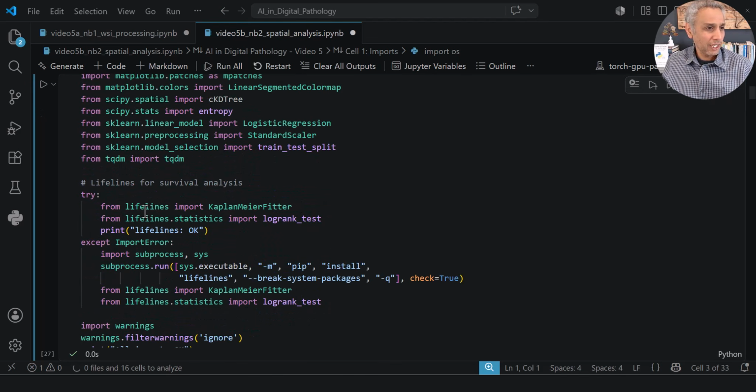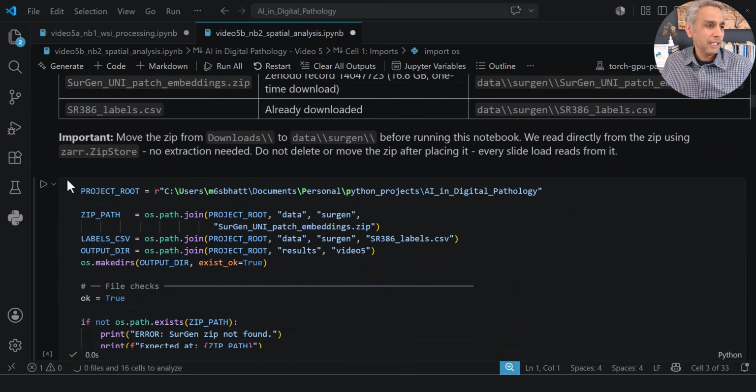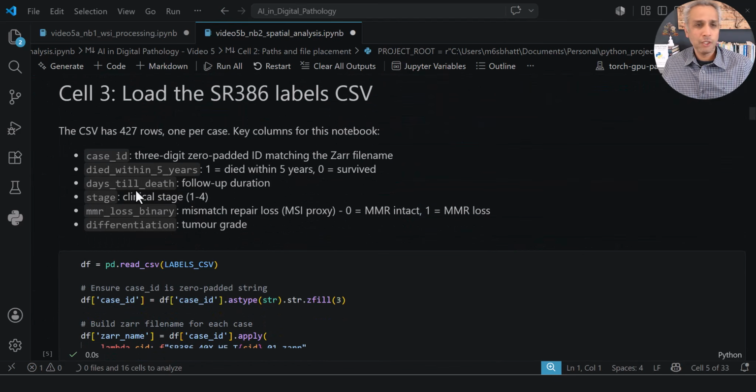And also the lifelines. This is needed if we want to do the KM fitter right there. We are going to skip this because we'll get there. We don't have the right information that we need to perform this. Again, I'll get to that later on. So all the imports are done. And all the paths should be done. I mean, this is just defining the path. So we should be all good right now.